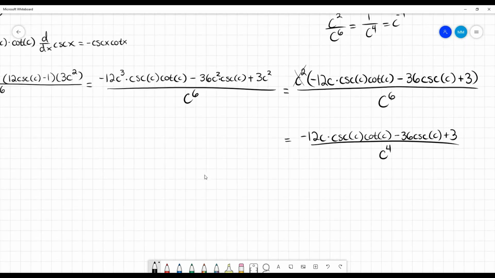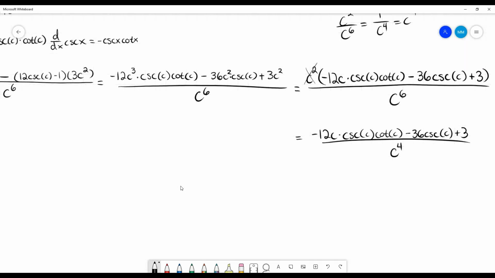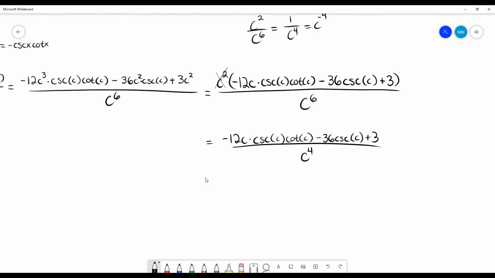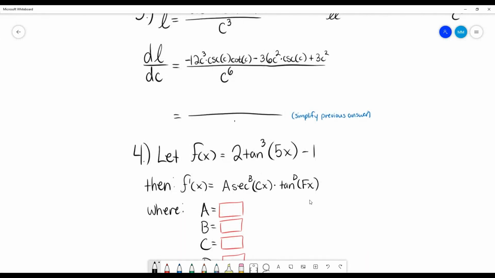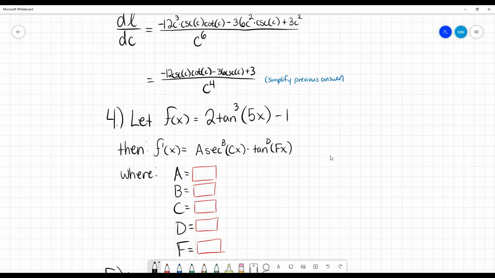And that should be the simplified answer they want. We could technically pull out that 3 right there, but it doesn't help us at all. So I'm just going to rewrite what we just got over here and try to keep it on there. Okay, and that is our answer.